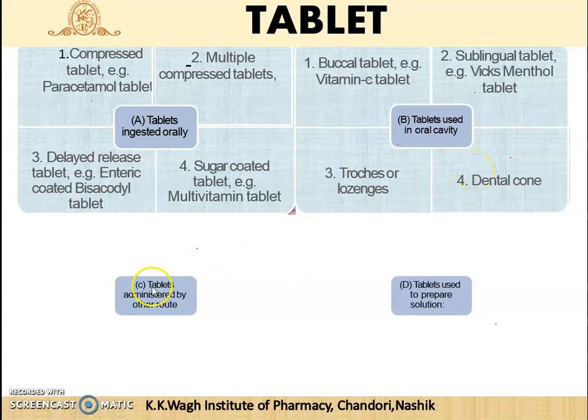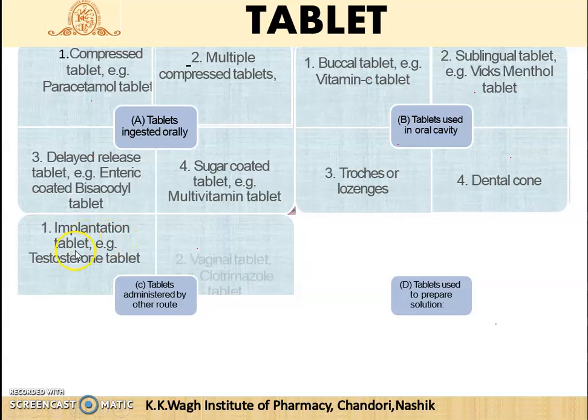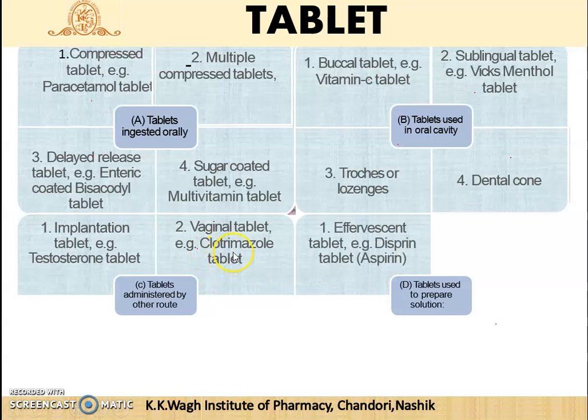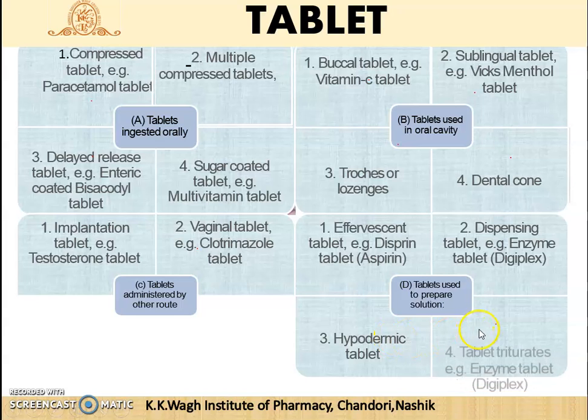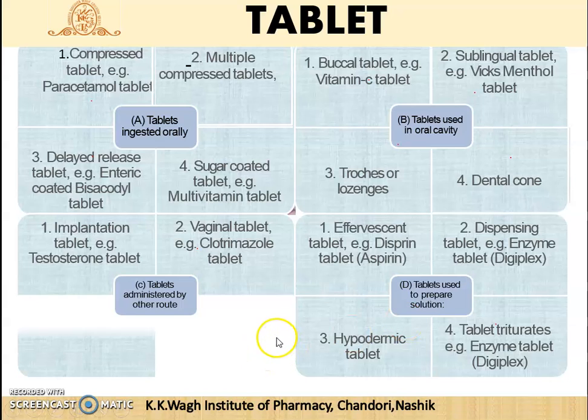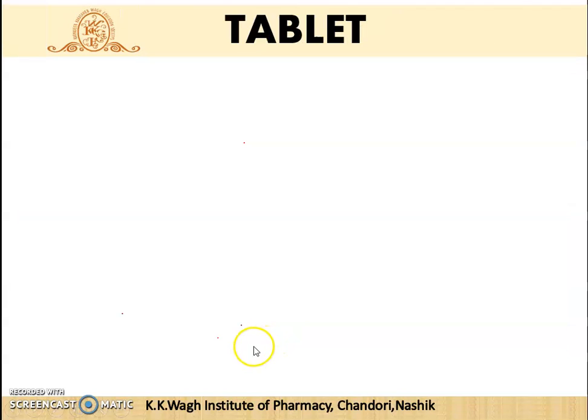The third major type of tablet is tablets administered by other routes. The first one is the implantation tablet, an example of which is testosterone. Then vaginal tablets, an example of which is clotrimazole tablet. Then tablets used to prepare solutions: effervescent tablets, an example of which is aspirin. Then dispensing tablet, an example of which is enzyme tablet. Then hypodermic tablets. And last is the tablet triturates. Enzyme tablets are an example of this. These are the different types of the tablet.